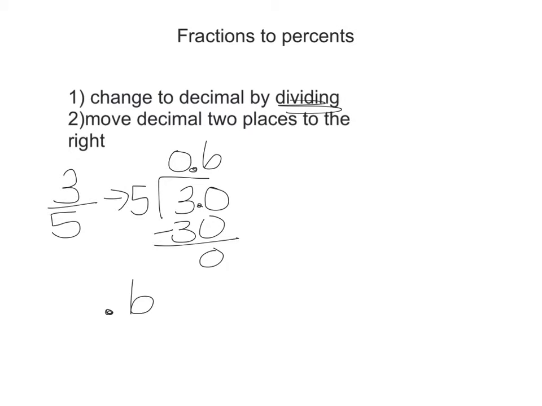Now in order to make that into a percent, I know a percent is out of 100, and the hundredths is actually 2 places behind the decimal. So even though this only has one digit, I still need to move my decimal 2 spots to the right. And then if I have an empty space there, I add a 0. So 3/5 is the same thing as 60%.